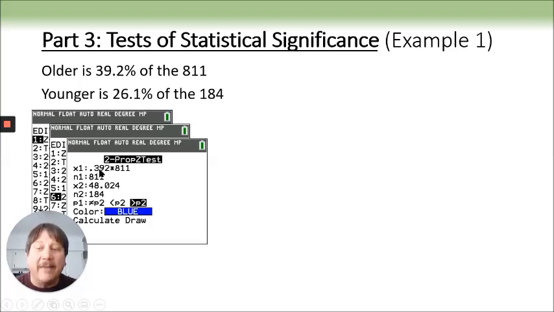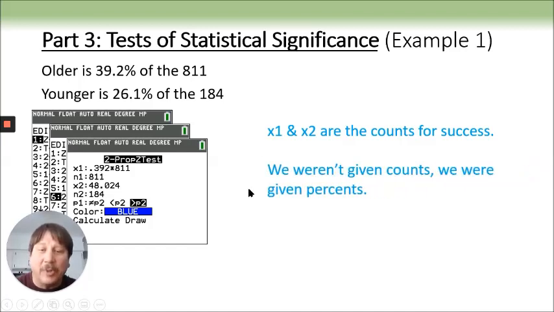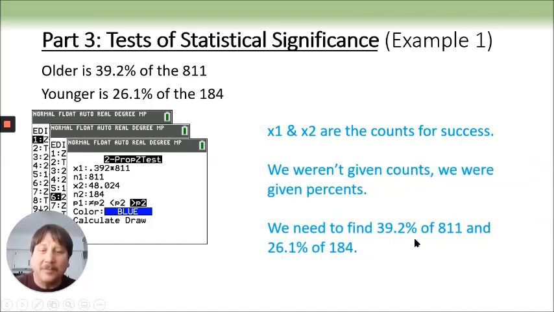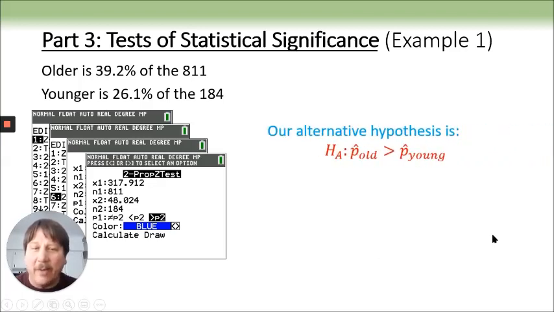We were not given the counts. We were given the percent, so we have to find those counts by multiplying out. And when you do that, of course, we get decimals, which is because someone rounded off somewhere along the way. But if you remember from confidence intervals, these four numbers have to be integers or whole numbers. So you have to round off.